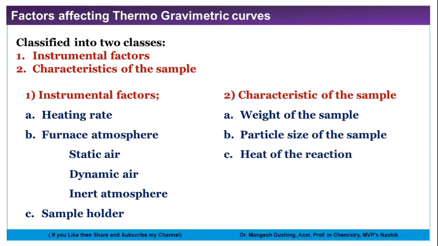The third factor is heat of reaction. The heat of reaction, that is heat evolved or absorbed, makes the temperature of the sample and the furnace different. If the reaction is exothermic, meaning heat is evolved, then the temperature of the sample is more than that of the furnace. On the other hand, if the reaction is endothermic, meaning the reaction absorbs energy in the form of heat, the sample temperature is less than that of the furnace. This affects the nature of the thermogravimetric curve.